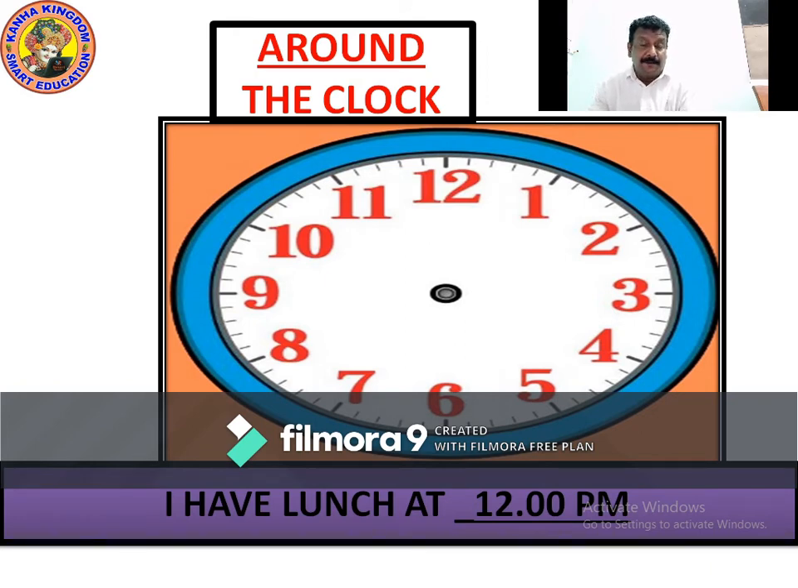So now in the notebook you have to make a clock and mark 12 o'clock, how you write 12 p.m. Small and big hand both at 12. Right? So you need to make it on your own. Right?